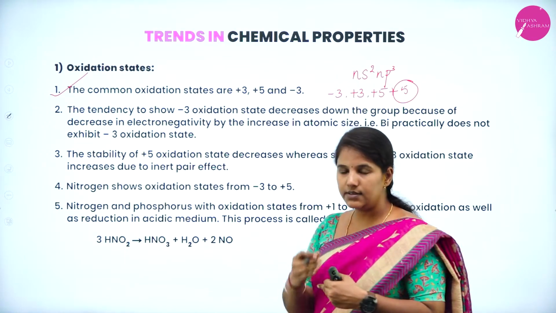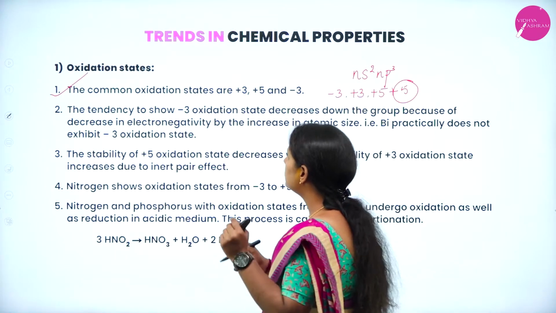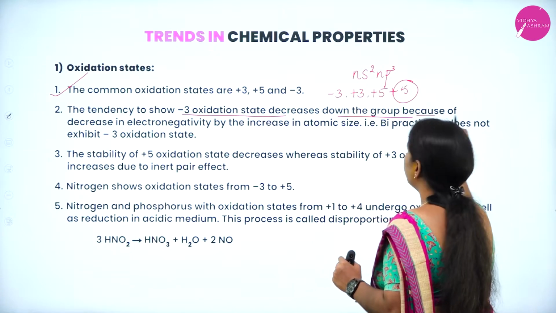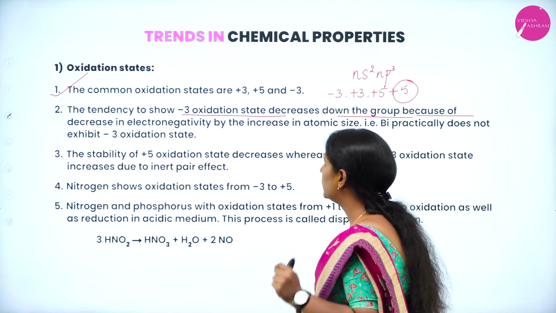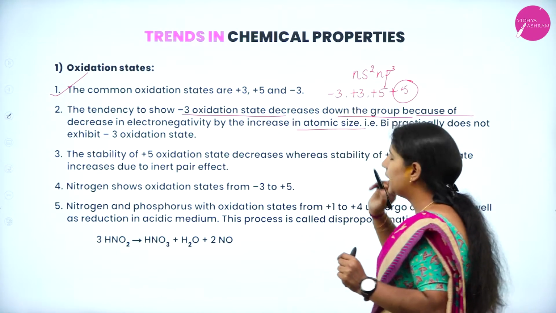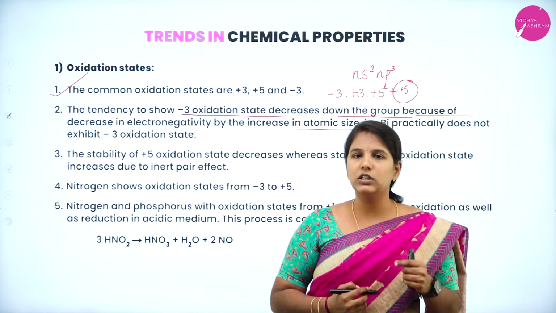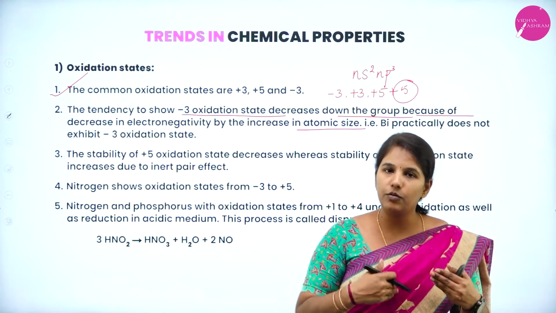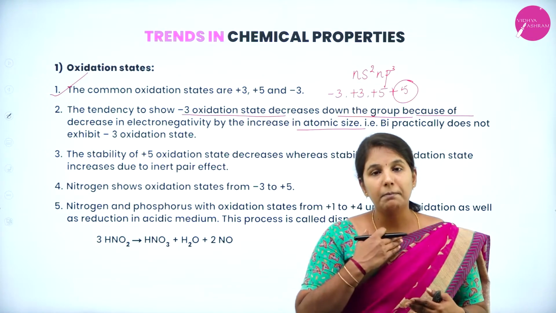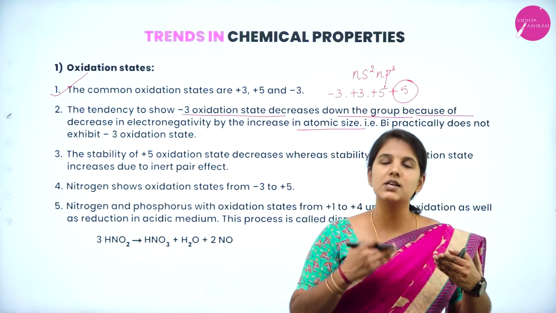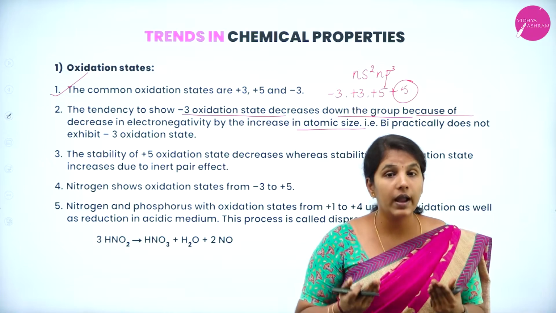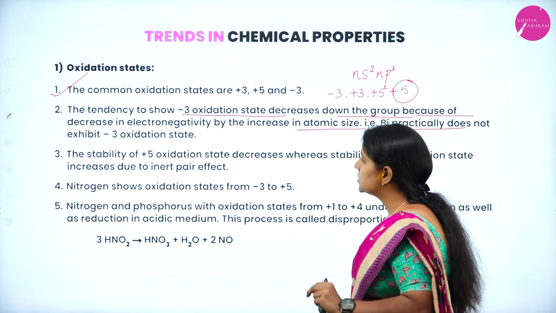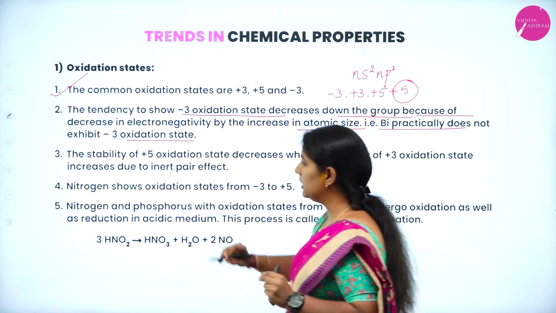Coming to their trends in the periodic table, the tendency to show the -3 oxidation state decreases down the group because of the decrease in electronegativity with increasing atomic size. So, as we move down the group, what will happen to the tendency to attract the shared pair of electrons towards itself? It is going to decrease. That is why the -3 oxidation state decreases as we move down the group, because of the increase in atomic size. And bismuth practically does not show the -3 oxidation state.